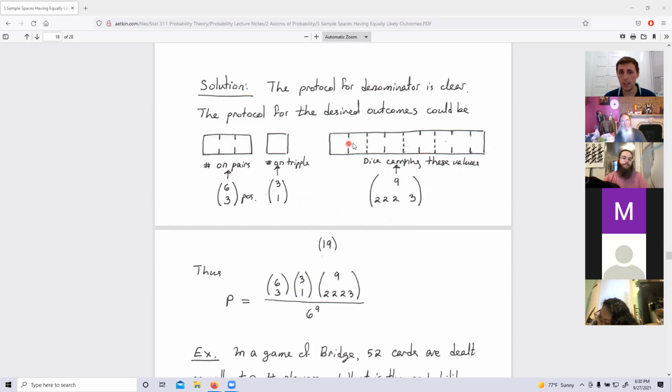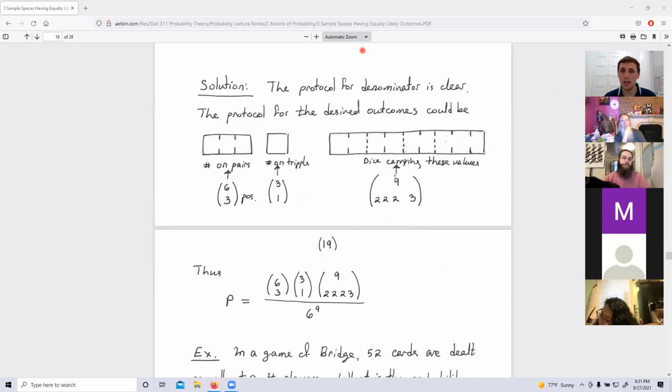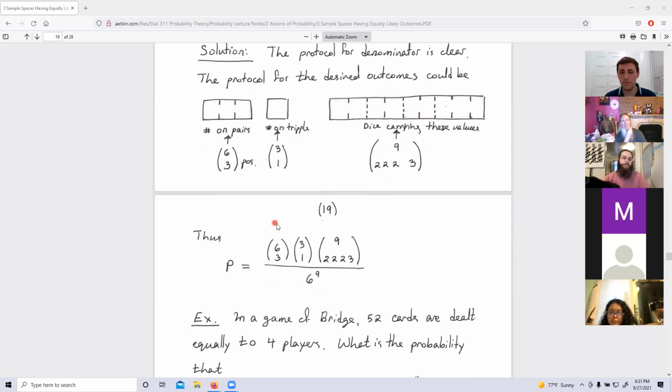So 2 of the dice will carry the smallest pair. The next 2 will carry the middle pair. The next 2 will carry the largest pair, and the last 3 carry the triple. Yes. So then the formula becomes 9 choose 2, 2, 2, and 3. You see that: smallest pair, middle pair, large pair, triple. Good. And this is the number that I get. Agreed?